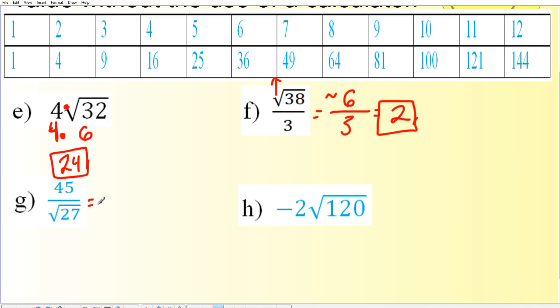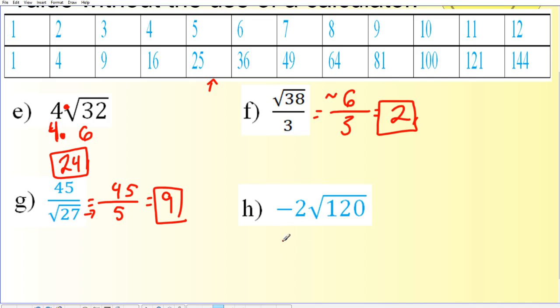So I'm going to take 45, divide by whatever I determine that to be. So the square root of 27 here is pretty darn close to this 5 here. Pretty close to 25. So I'm going to say the square root of 27 is about 5. That's my closest whole number, my closest perfect square. So now when I divide, 45 divided by 5 is 9. So this had a value of about 9.